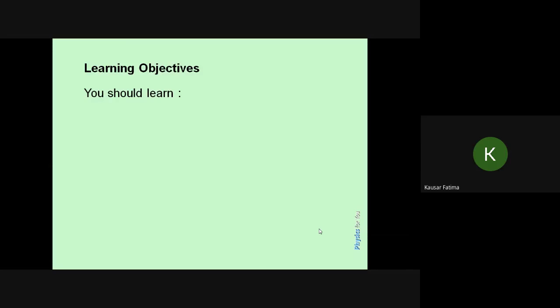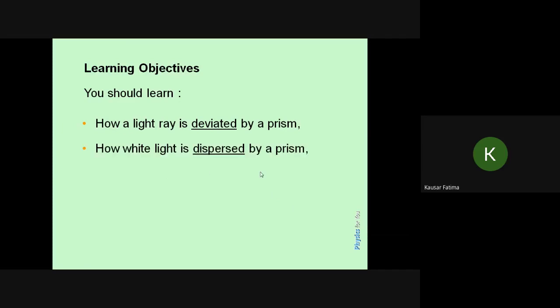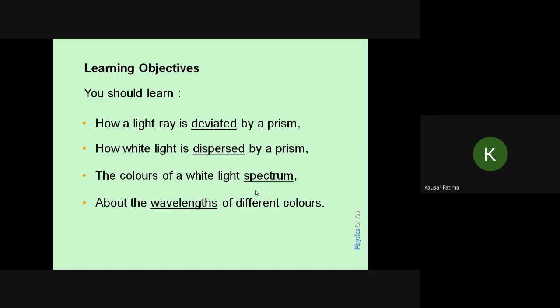How prism is used to study the dispersion of light, refraction of light, and how it can be used in the phenomena of total internal reflection. So the learning objective of today's video is how light is deviated by a prism, how white light is dispersed by a prism, the colors of white light spectrum, and about the wavelength of different colors.